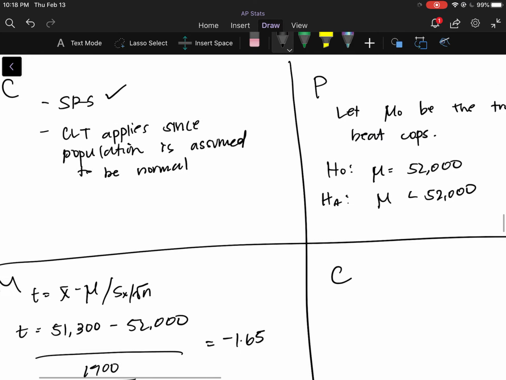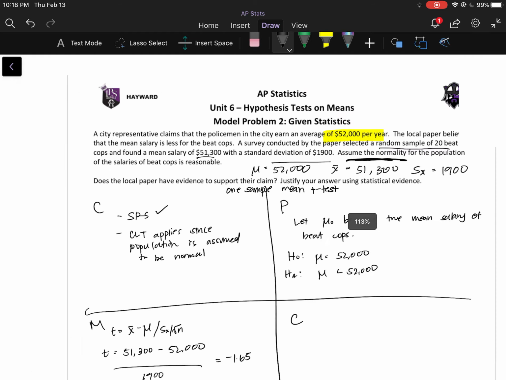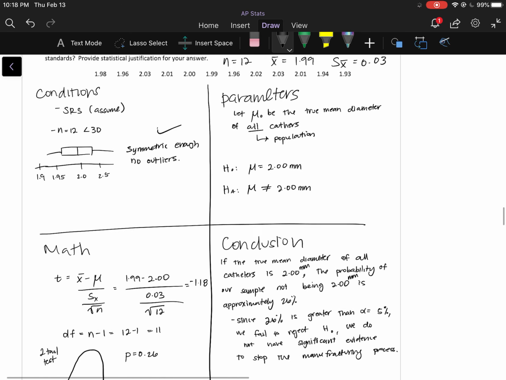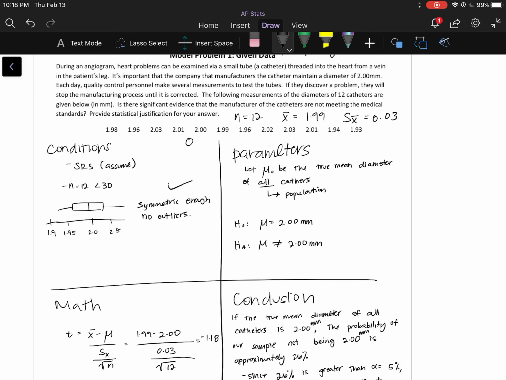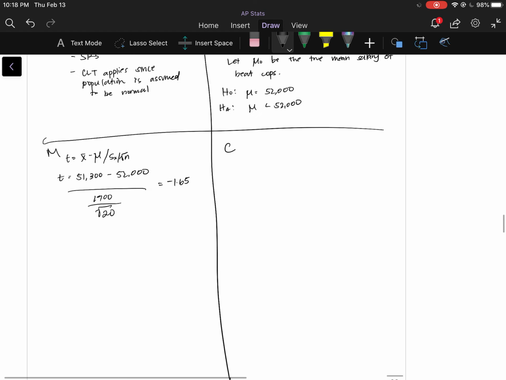Okay, I also missed something. I need to write one sample mean t-test. And if I go back to the last page, I actually needed to write that here too. One sample mean t-test. Okay, so I lost partial points there for not doing that. So don't forget to do that.